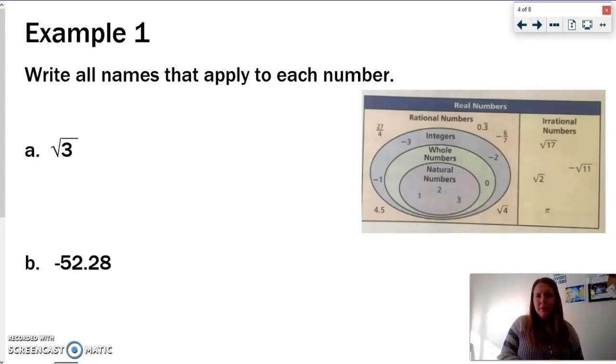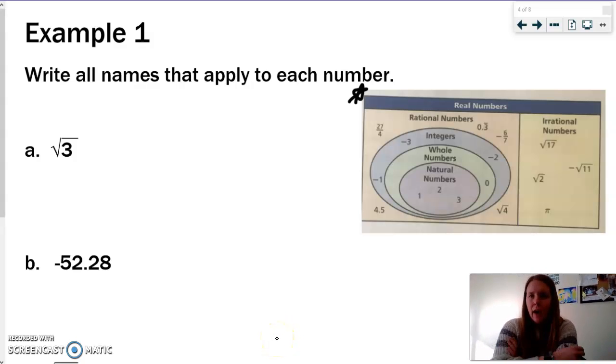So let's take a look at our first example. I gave us the little graph here because it says, write all names that apply to each number. We are going to use this little table, or organization or graphic, to help us determine this. And more than likely, I will also give this to you on the test to help you.